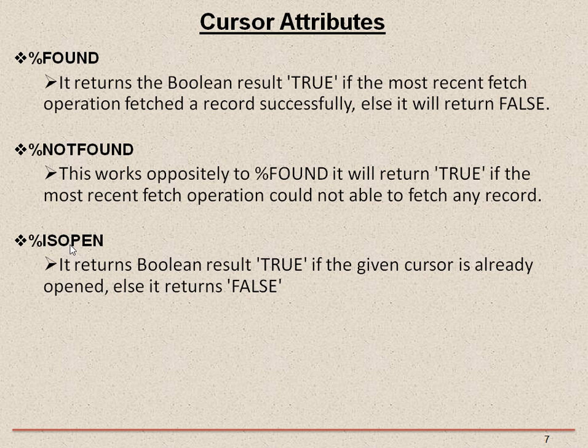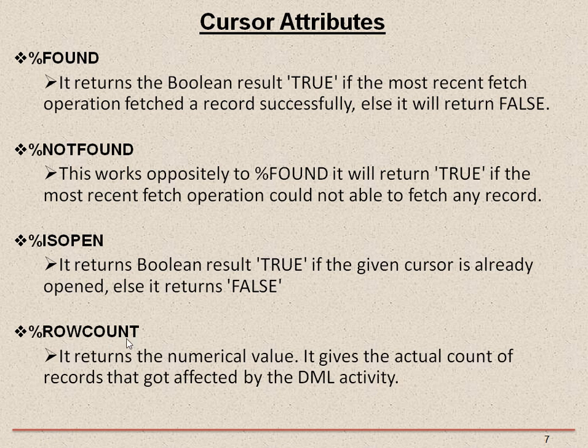As we saw in the last slide, there are 4 steps: declaring a cursor, opening a cursor, and so on. After opening the cursor, you can check whether this cursor is perfectly opened or not. For that, you have to use this percentage is open attribute. If it returns true, that means your created explicit cursor is perfectly opened. Otherwise, there is some error or mistake if it returns false.